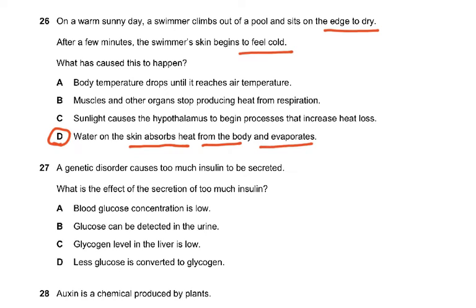You see, body temperature drops. Body temperature cannot drop. We remain at 37 degrees Celsius at all times, whether you're in a hot room or a cold room. Muscles and other organs stop producing heat from respiration. Why would that happen? Your heart muscle keeps on working. Your kidneys keep on working. Your intercostals keep on working even when you're sleeping. Sunlight causes the hypothalamus to begin processes. How is the sunlight and the hypothalamus correlated? That's a weird possible answer. Somebody really messed up in biology would get that to be the answer.